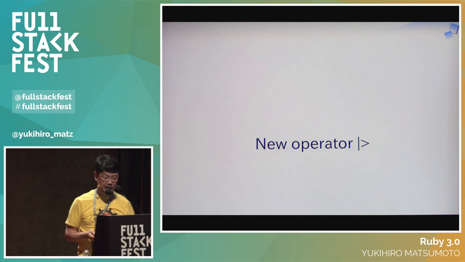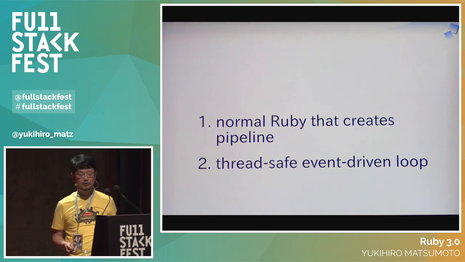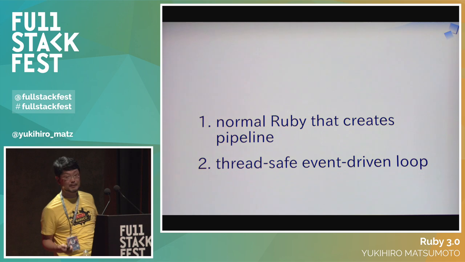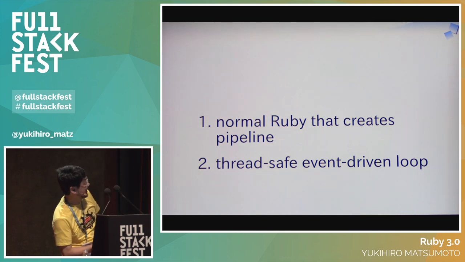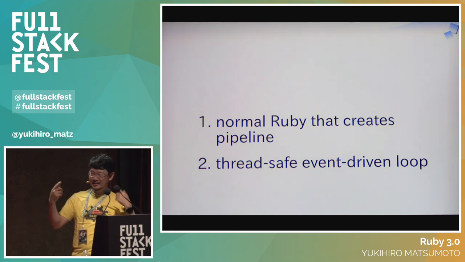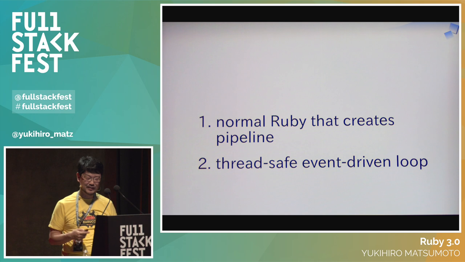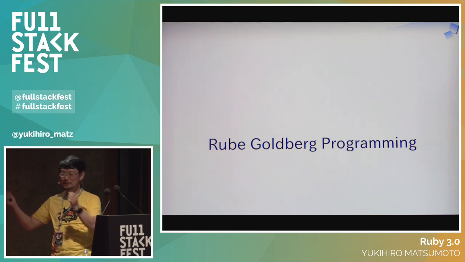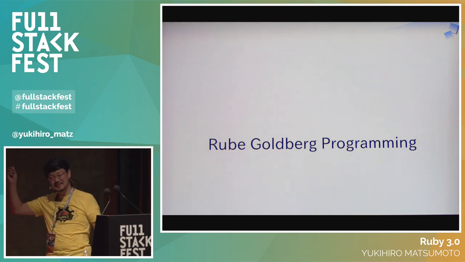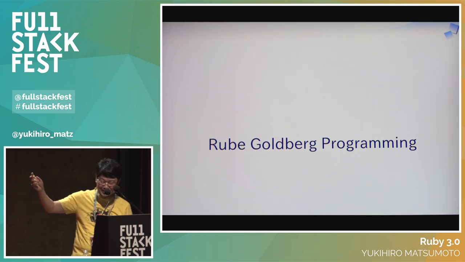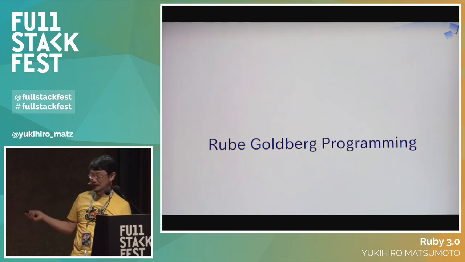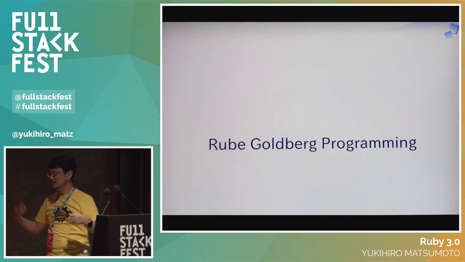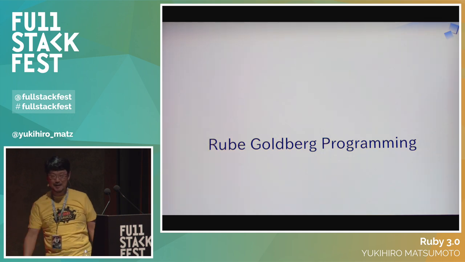So in that way, normal Ruby programs will be structured like this. The normal Ruby code creates the pipelines, and then the program will enter into the thread-safe event-driven loop. So it's kind of like Rube Goldberg programming. Prepare the pipelines, then throw the balls into the pipeline, or maybe line up the dominoes, then at the end of the program, the event loop just pushes the domino.